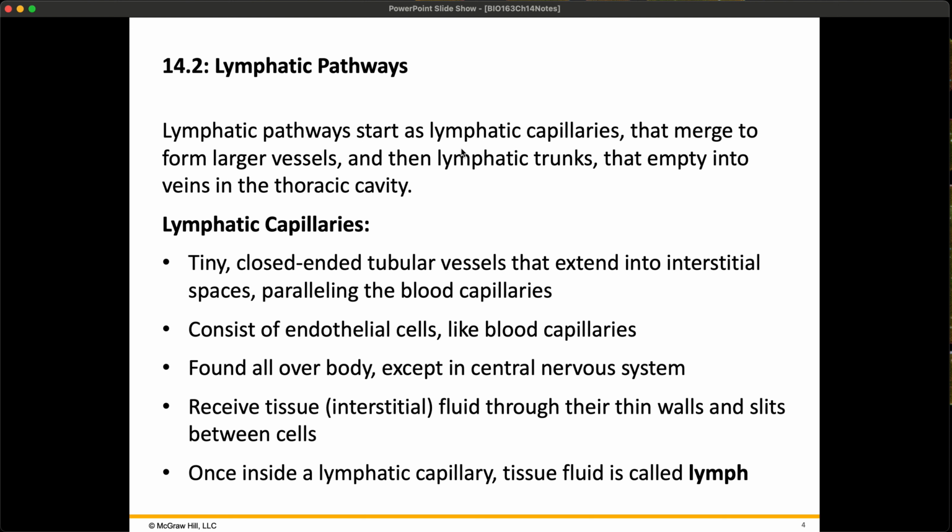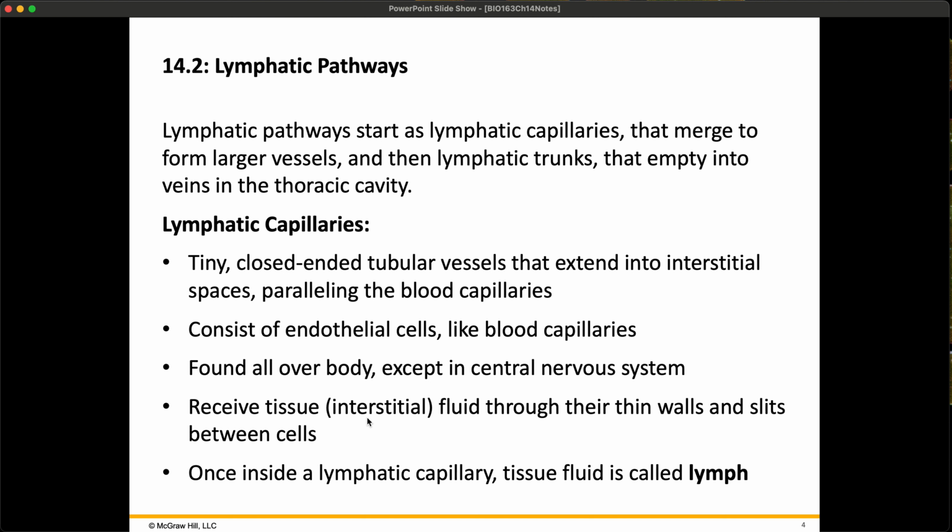So let's talk about those lymphatic pathways, the way that the vessels are arranged. Similar to veins and arteries, they branch and get smaller and then larger. The smallest of these are lymphatic capillaries. These are tiny closed-ended tubular vessels going into those interstitial spaces, running alongside blood capillaries. Notice that they are closed-ended, so these do have a terminal end. They're not continuous with each other, so it's not like you go from one larger lymph vessel through a capillary bed of lymph vessels. These are just the smallest of them. You can consider this the starting point, because it's in these where the fluid actually enters.